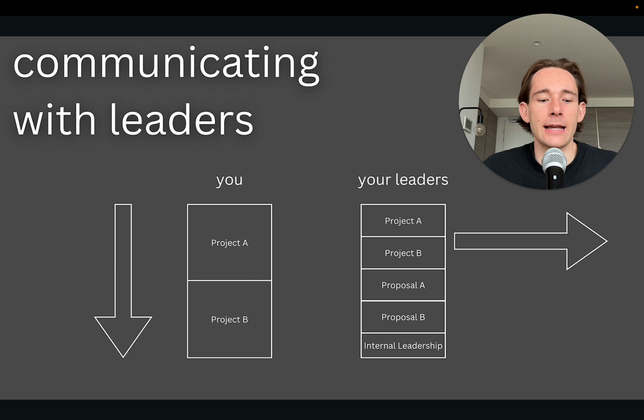And really, what this boils down to is keeping in mind the context that you're operating in as a graduate or a consultant versus the context that your leaders are operating in. And what do I mean by that?